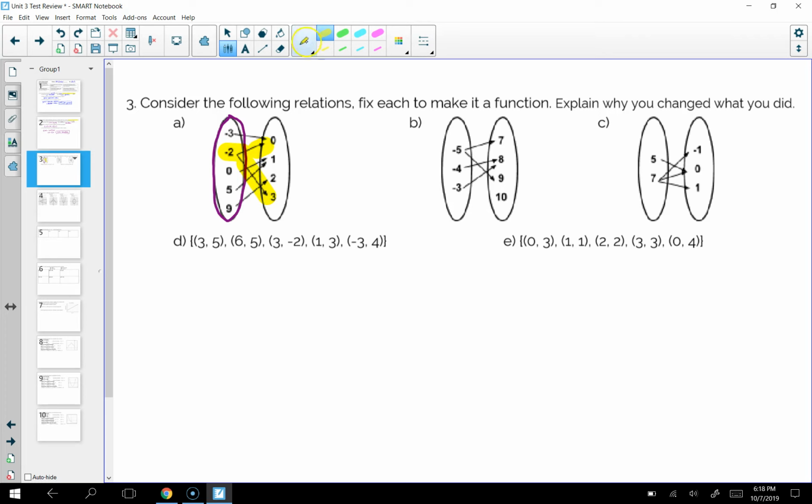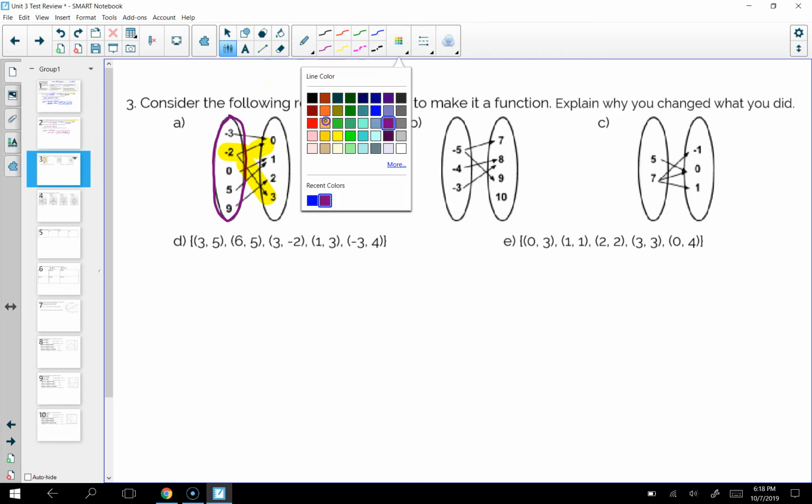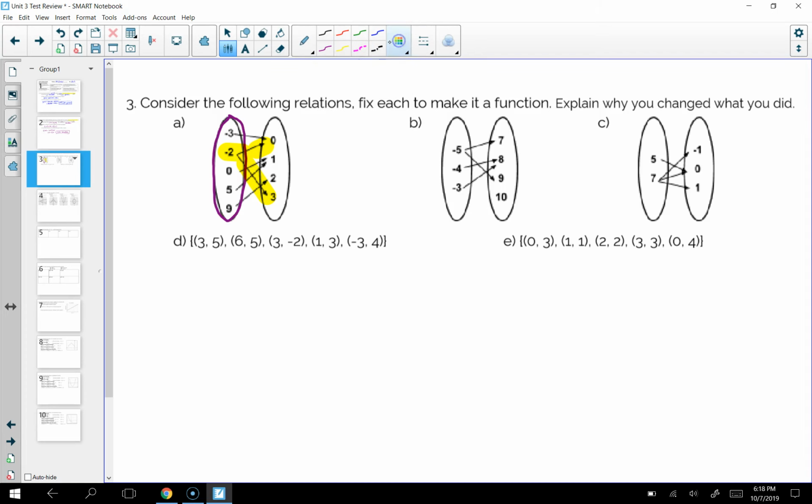All right. So to fix it, because it tells me I have to fix it, what am I gonna do? Let's just take one of them away. If that did not exist, now it's going to be a function because each x value is only used once.